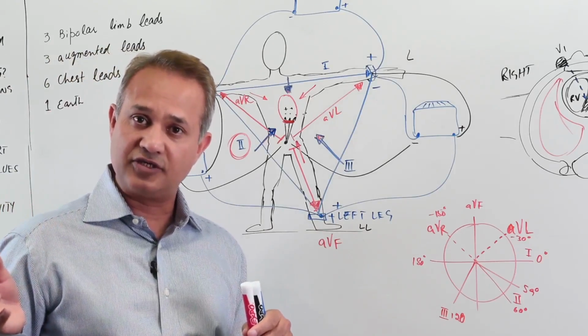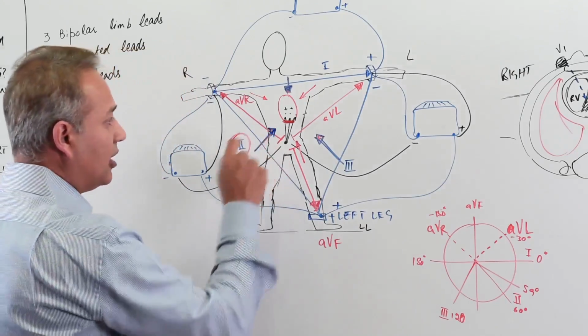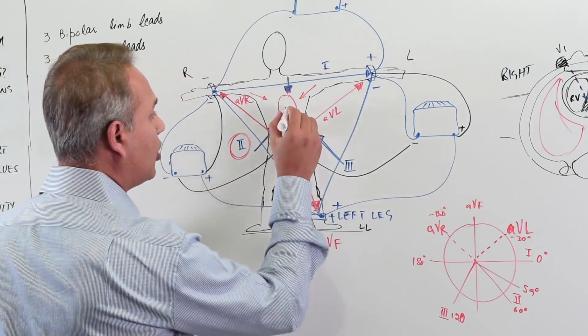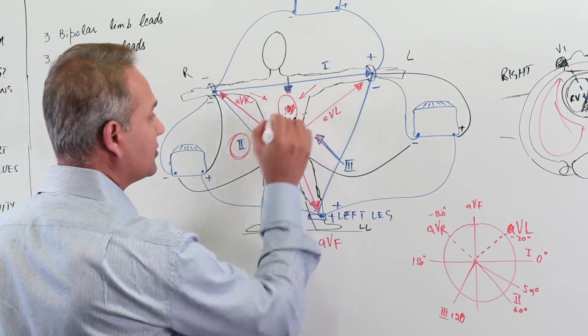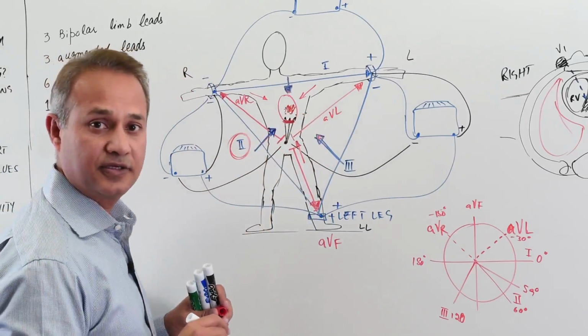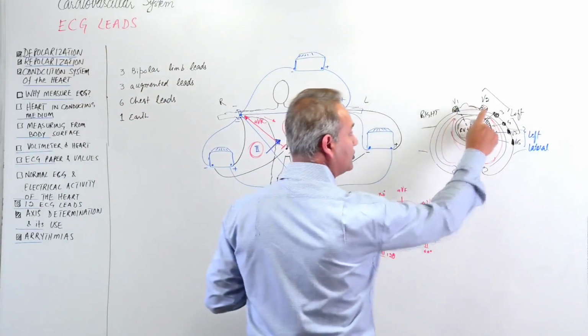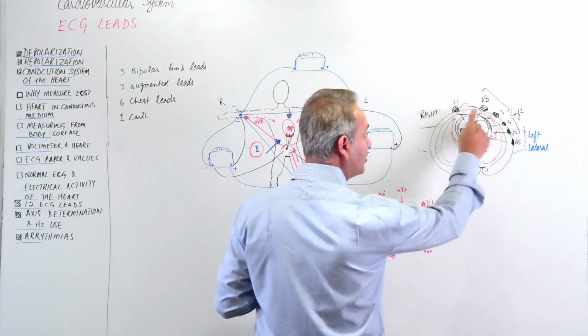Right coronary artery, right? How about if there is a problem on the anterior surface of the heart? Who is going to look at that? Remember, we have V1, V2, so that is the anteroseptal side, V1, 2 and 3.